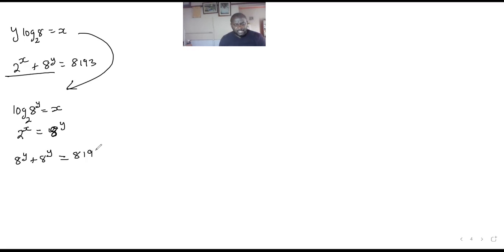Was it 193, 192? 192, 8192 is there. Okay. Now, do you see that these are the same? So we get 2 times 8 power y is equal to 8192. Can I first divide off the 2? Yes. I can first divide off the 2 to give me 4096.